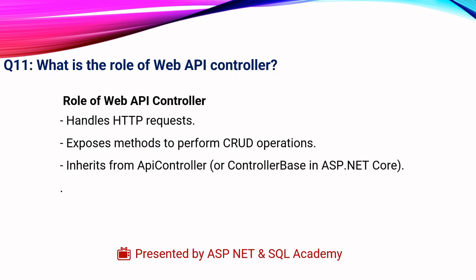A Web API controller is responsible for handling HTTP requests and performing CRUD operations. It exposes methods like GET, POST, PUT, and DELETE, and inherits from ApiController in older versions or ControllerBase in ASP.NET Core.